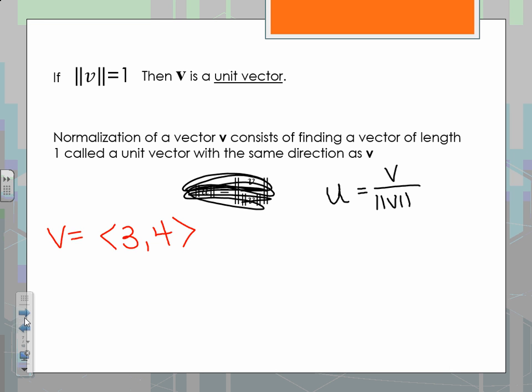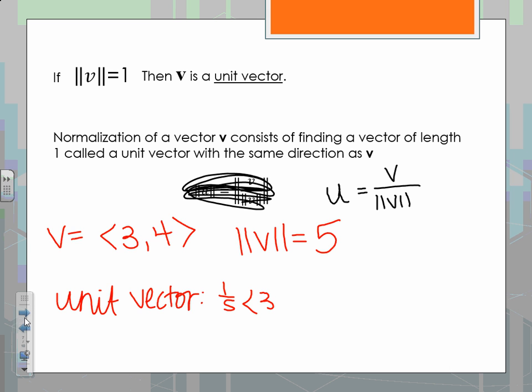Vector v is 3, 4. Let's do it. What's the magnitude? 5. Picked it specifically for that reason. Okay. So our unit vector, what's the other one? 5, 12, 13. Our unit vector would be 1/5 times the vector 3, 4. So our vector would be 3/5, 4/5.